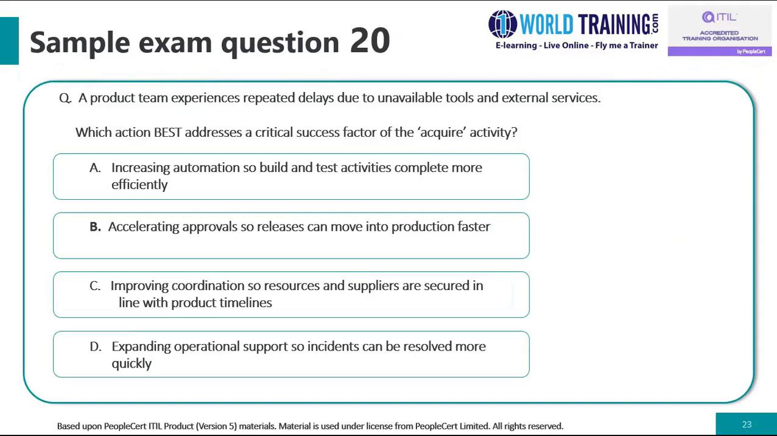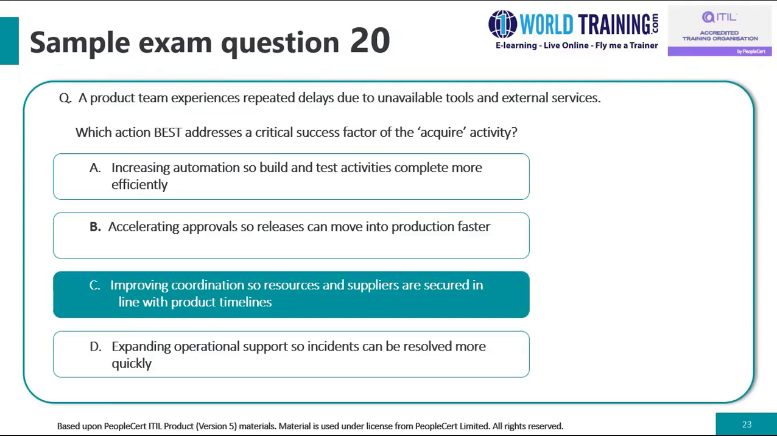The next one, a product team experiences repeated delays due to unavailable tools and external services. Which action best addresses a critical success factor of the acquire activity? The correct answer is C, improving coordination so resources and suppliers are secured in line with product timelines. The critical success factor of acquire is ensuring resources and suppliers are agreed in alignment with the product roadmap and timelines. A is wrong because automating build and test belongs to build and not acquire.